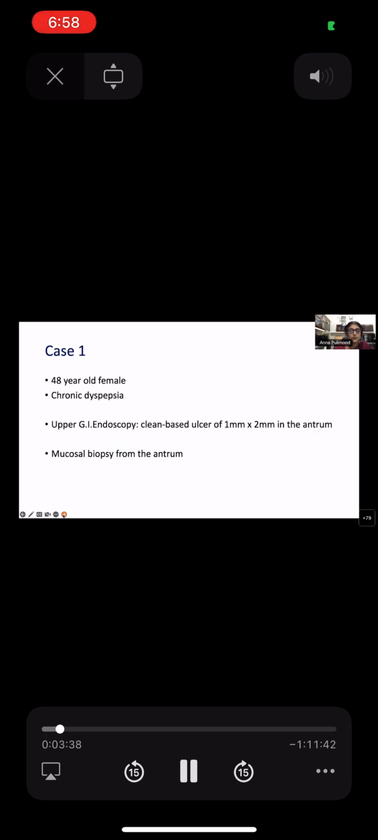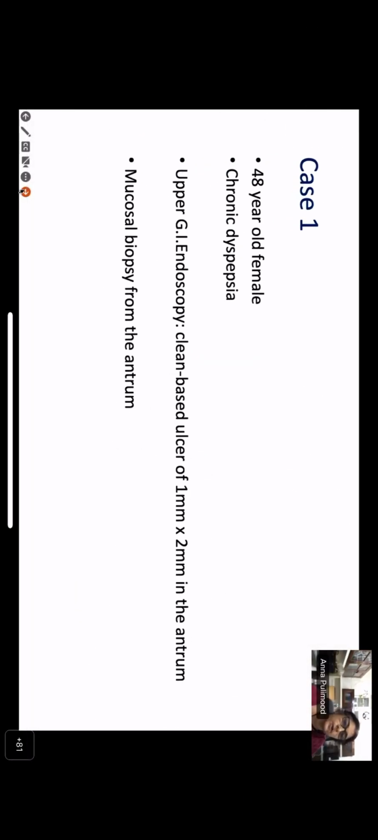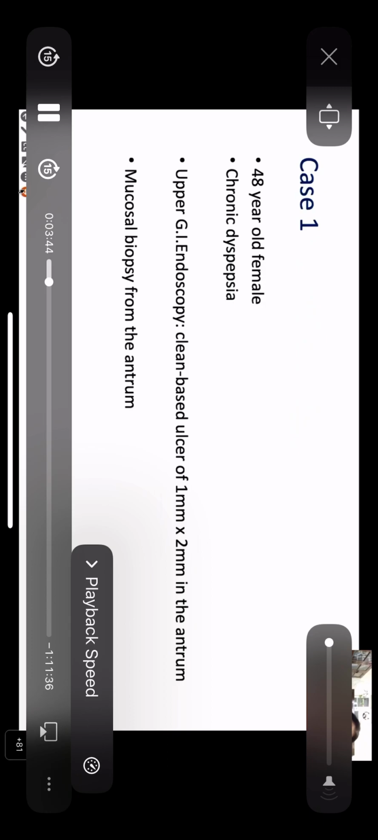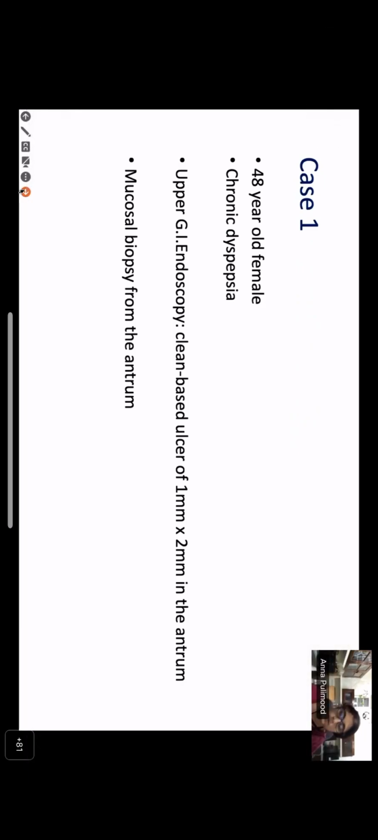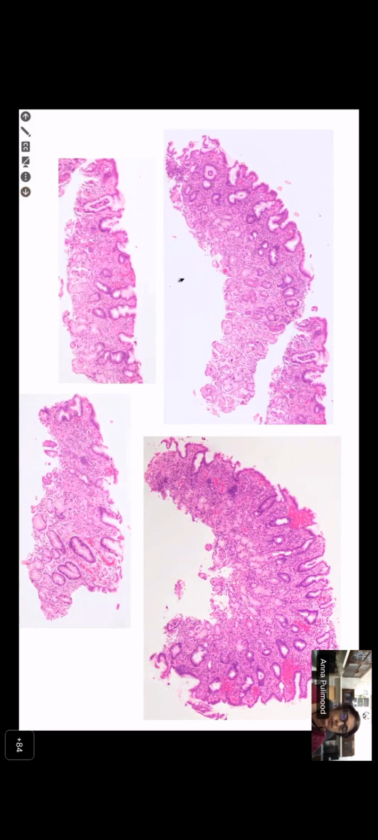Of some of the common inflammatory disorders. So the first case is a 42-year-old female who presented with chronic dyspepsia, and on endoscopy she had a small ulcer in the antrum, 1 to 2 millimeters. The mucosal biopsy is from the antrum. And I'll request Dr. Jayashree to start the description on these low power images. Dr. Jayashree, would you like to say something?